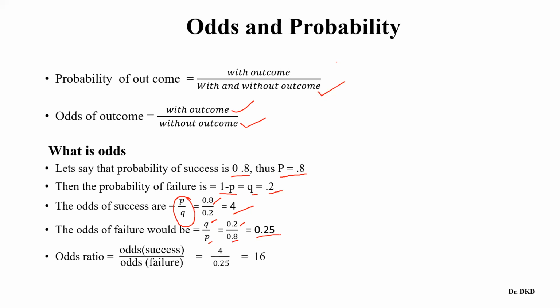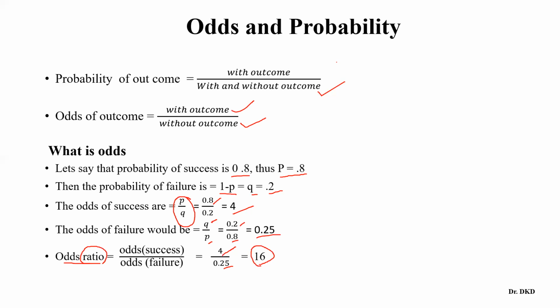Now we need to understand what the odds ratio is. We have odds of success and odds of failure. As we know, according to the definition, a ratio is one quantity divided by another quantity. So the odds ratio is odds of success divided by odds of failure. The odds of success is 4 and odds of failure is 0.25. So once we solve this, numerator divided by denominator, it would be 16.